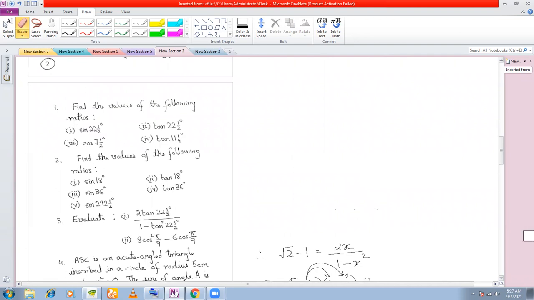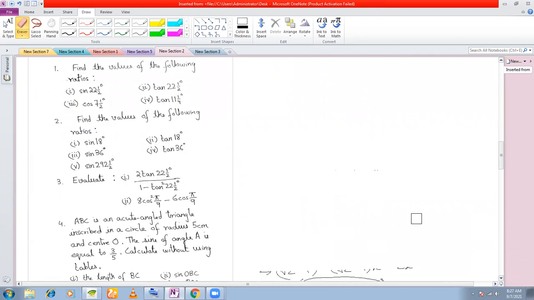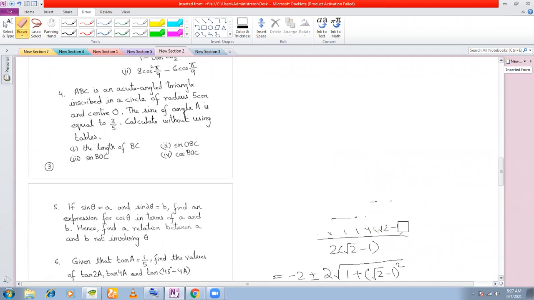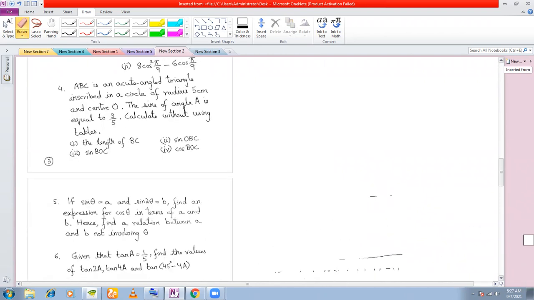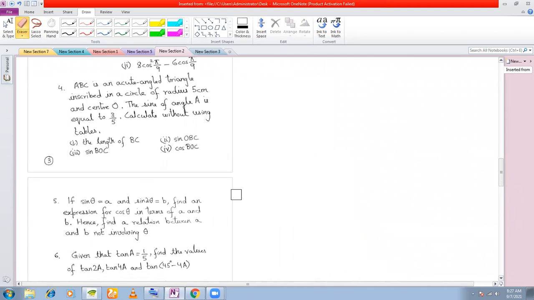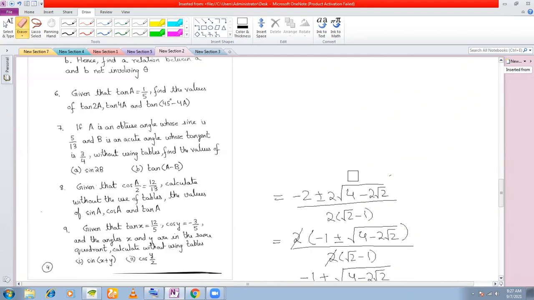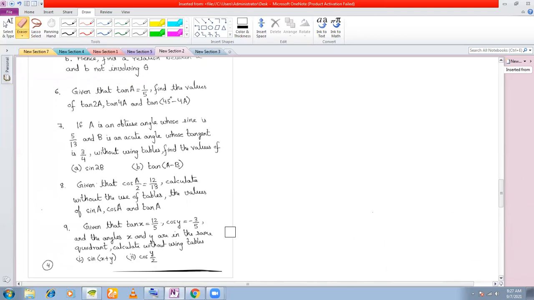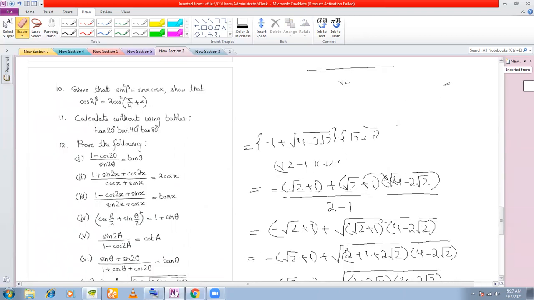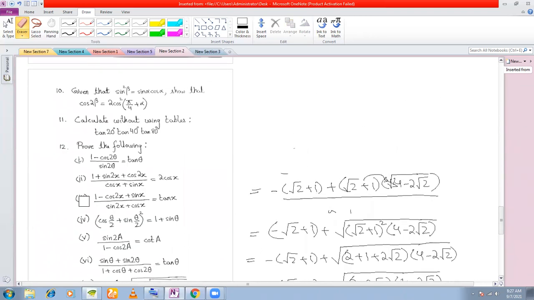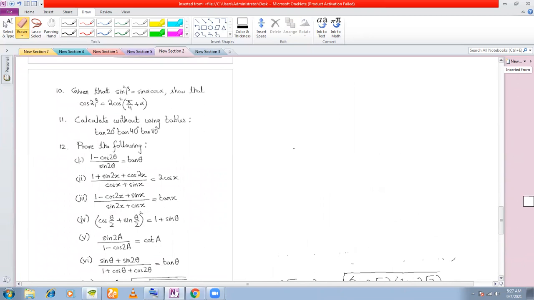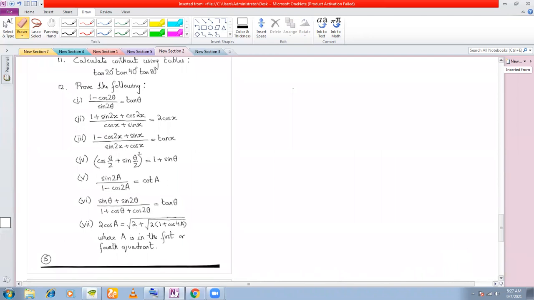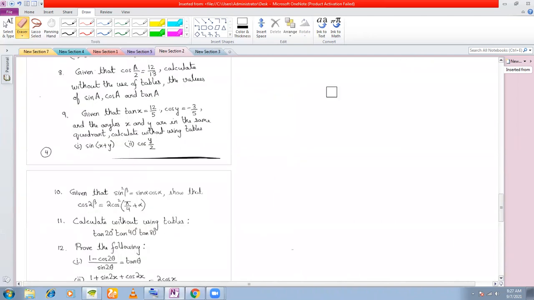So 15 and 18 you are supposed to remember. Okay. 15 degree you remember from your compound angles. 18 degree you must remember from your multiple angles. Okay. So sine 18 degree and cos 18 degree you are supposed to remember. But how do we reach the value of sine 18? This is something that is very interesting. Let us see how we get the value of sine 18, cos 18 and tan 18.